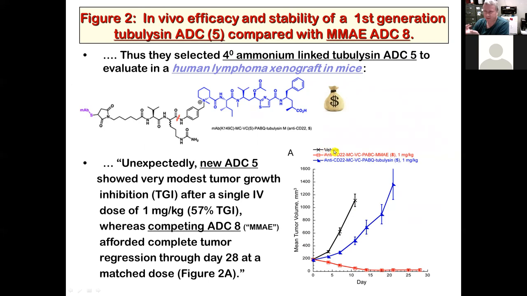So vehicle is like nothing at all, and that's just showing the tumor just going crazy. Then the red one is the MMAE1, right? The competing warhead. And look at that, the tumor just really goes away, right? And then the blue one is the one with tubulysin, and that just kind of is actually not really working very well. I mean, it's working better than vehicle, but you must say that their drug looks like it's not too good, right? The one they want to make a ton of money. Well, that's a problem, right?